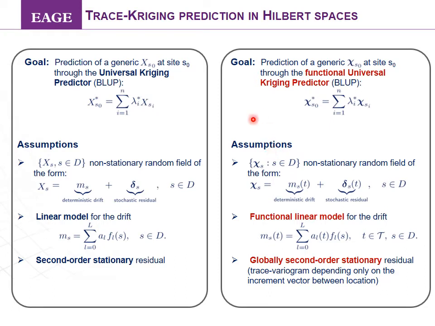In terms of functions, this is exactly the same. So we now have a deterministic drift function, and a stochastic residual function. And again, we'll write that deterministic drift function as a linear combination. Again, we have these functions f, but now our unknown weights are also functions.